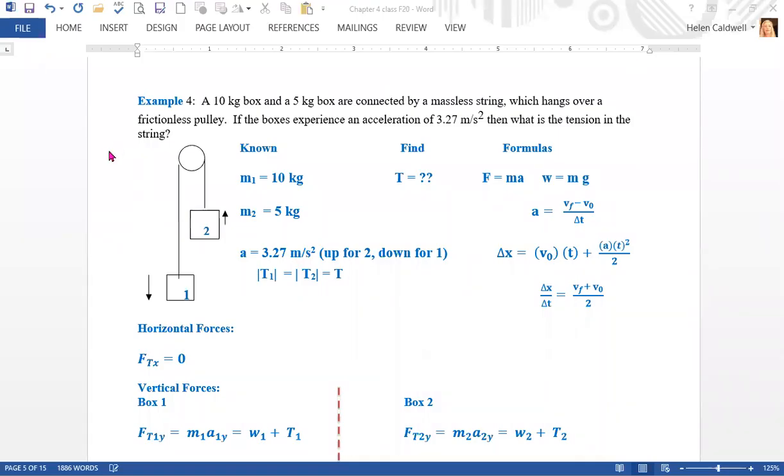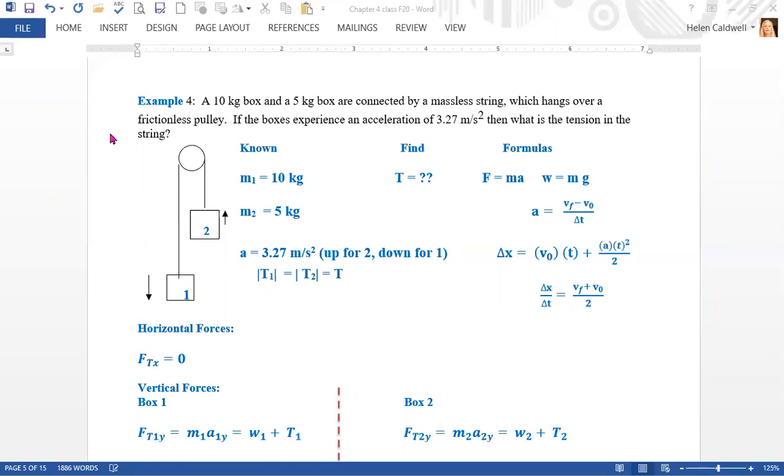Hi there, we're back with chapter 4. This will be video 3, our last video for the chapter, and it's just got 2 more examples. But this time our objects are connected to each other by ropes. So we're going to look at some tensions in the ropes. So let's look at example number 4.